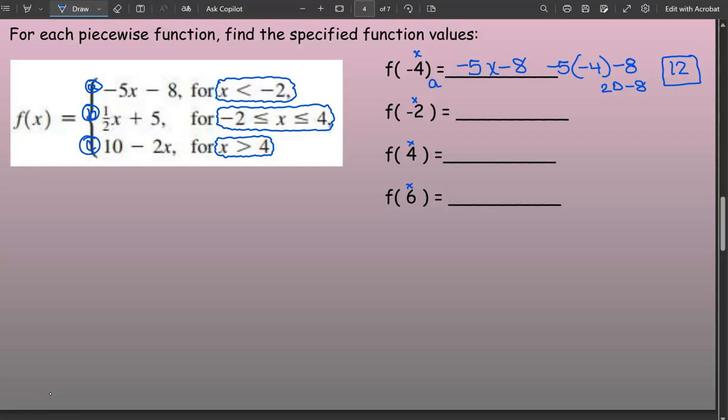-2, it's kind of tricky here because we have a -2 here and we have a -2 here. But remember, this one is the one that it's equal to. So we have to use equation B. So 1/2 times -2, I'm going to put -2 over 1 plus 5. Let's see, that gives me -2 over -2, which is just 1 plus 5, which is 6. So f of -2 is 6.